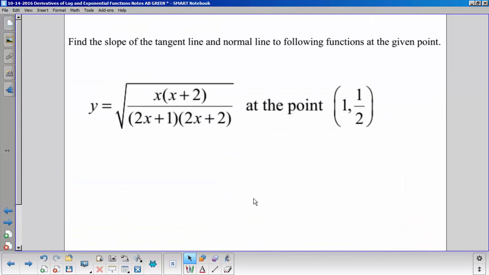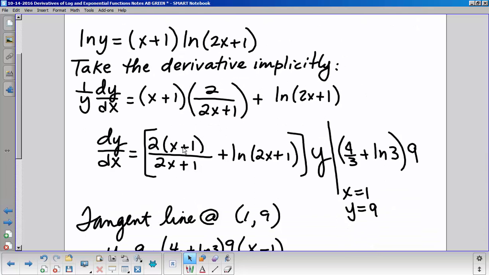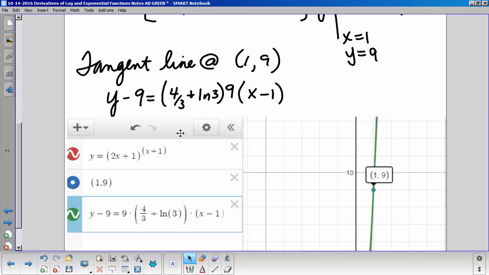Next one. Oh wait, we have to find a normal line. So the normal, what are we gonna do? Negative 1 over that. Yes, okay. I would leave it like negative 1 over 9 times, with parentheses. I wouldn't simplify that, I just leave it over here.